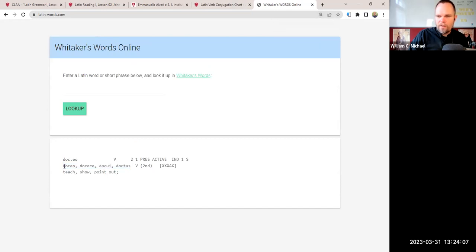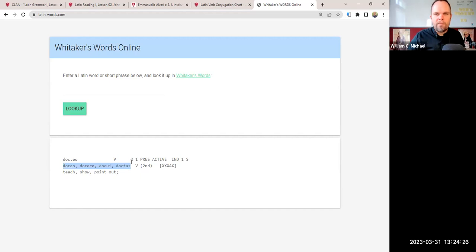So you see the forms doceo, that's our first person singular present form. Then we have the infinitive docere. Then we have the perfect form docui. Then we have the perfect participle form doctus. So it gives you these 4 forms.